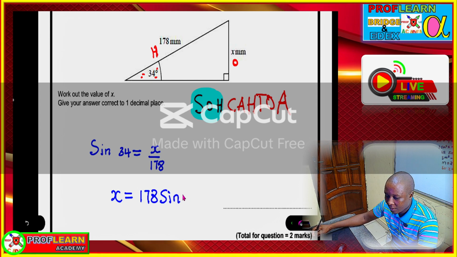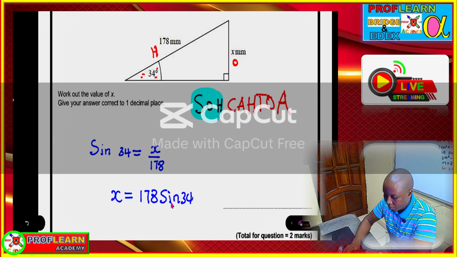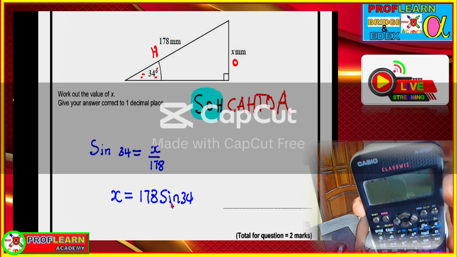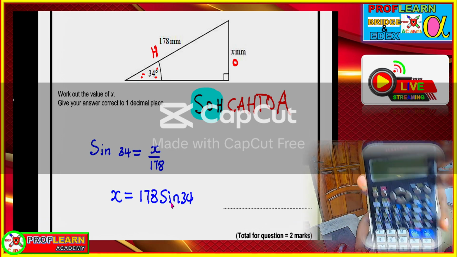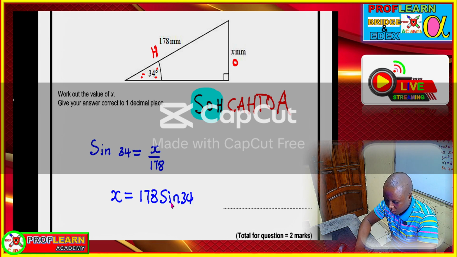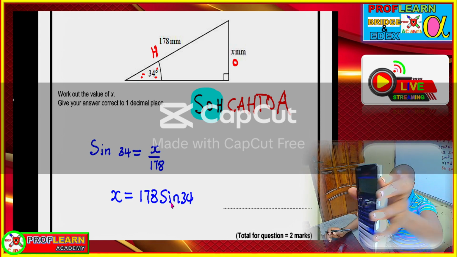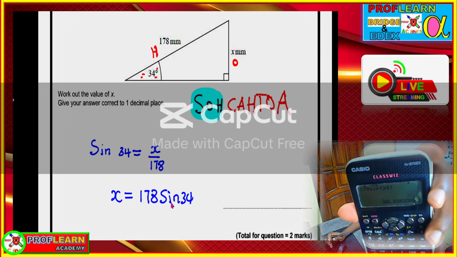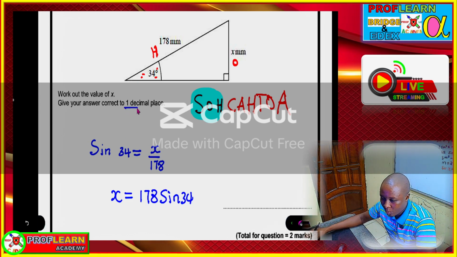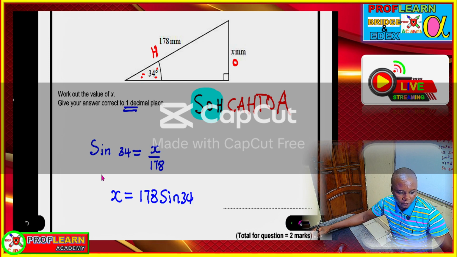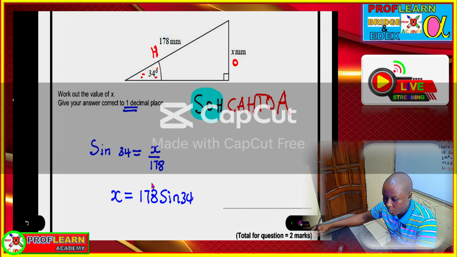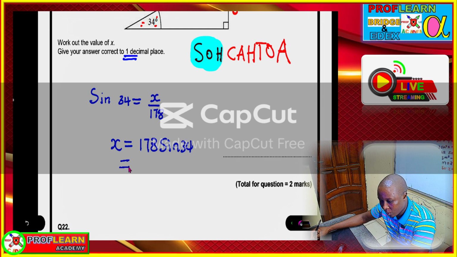Whenever you're going to put that in your calculator, you have to ensure your calculator is in degrees, not radians, so that you don't mess yourself. So we're going to say 178 sine 34. If you put it, you're going to get 99.536. Then correct to 1 decimal place, what are we going to have in this case? The answer is going to be 99.5.